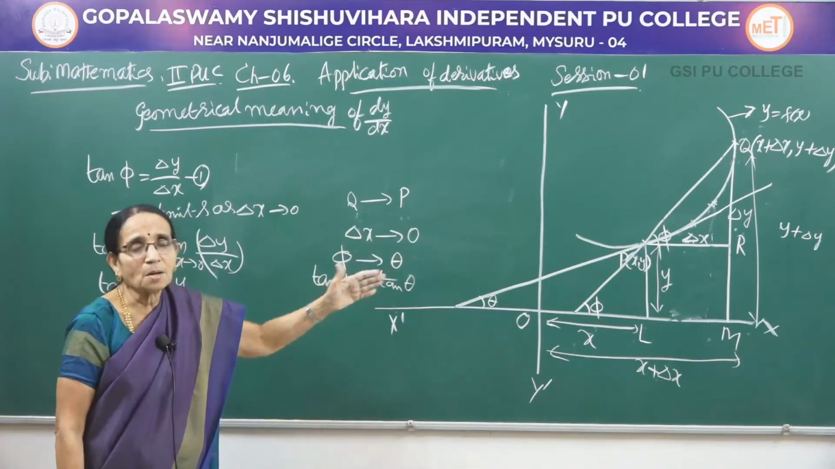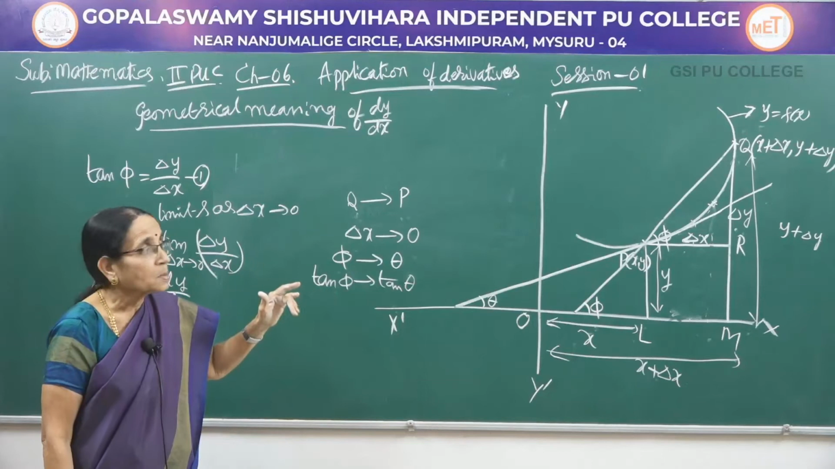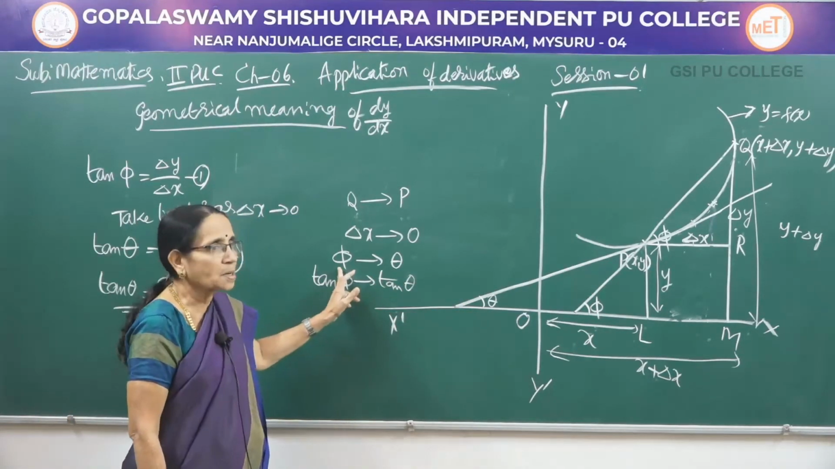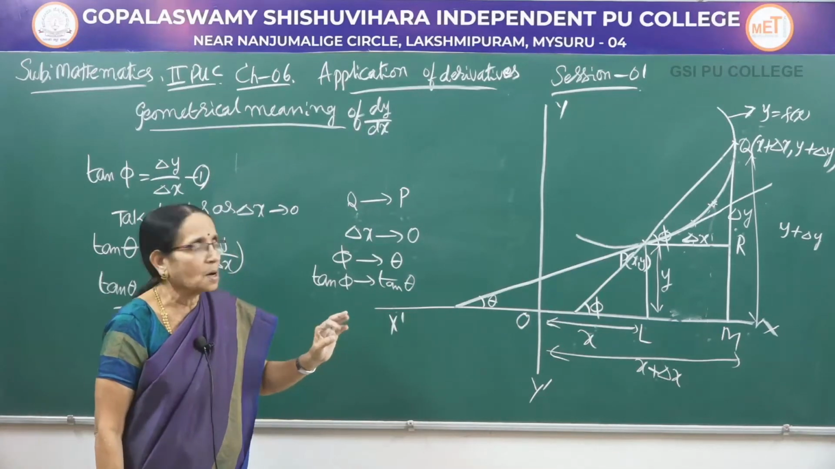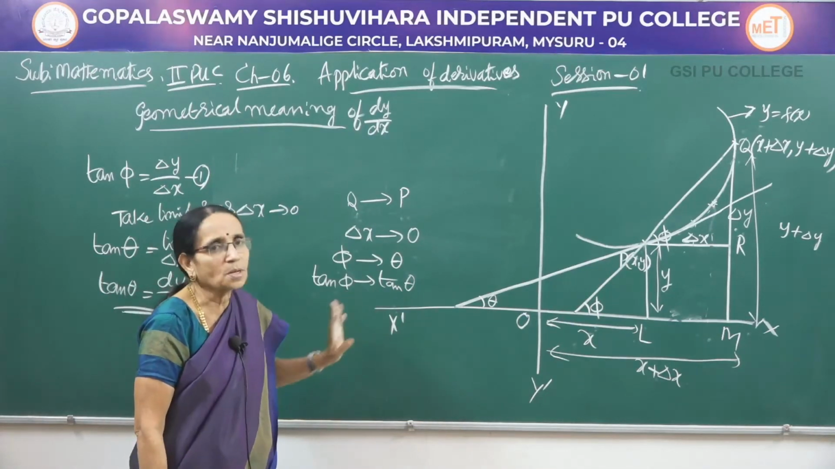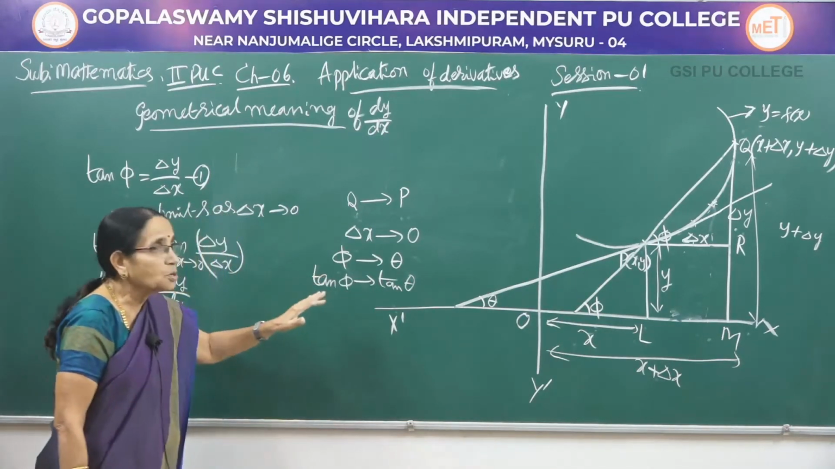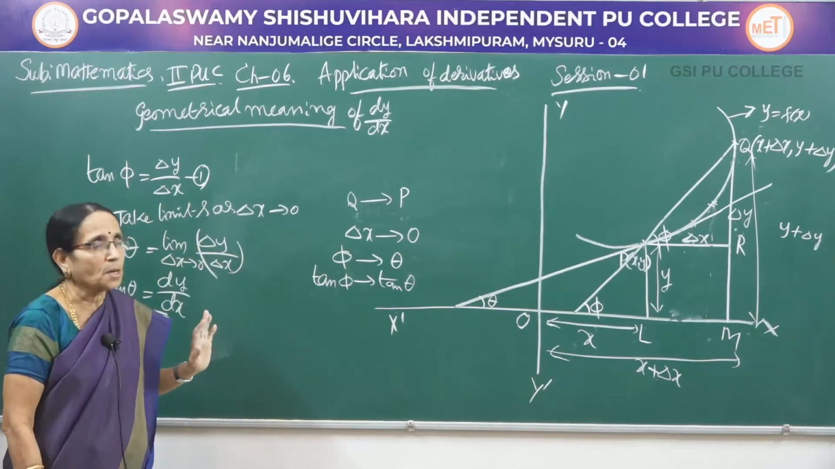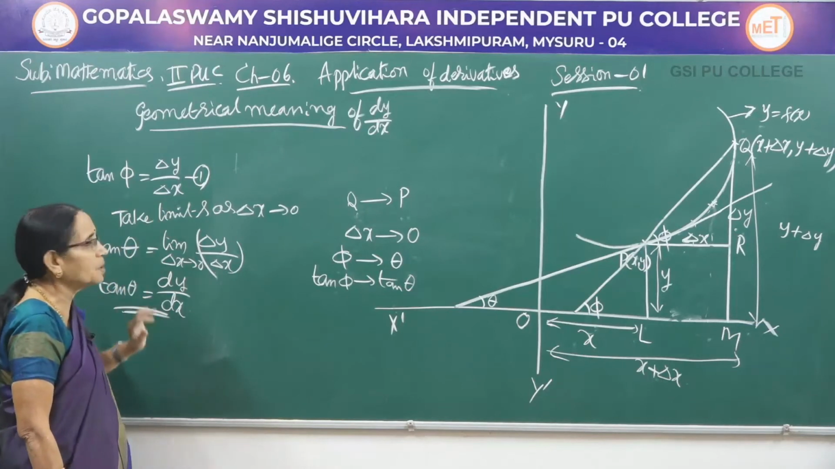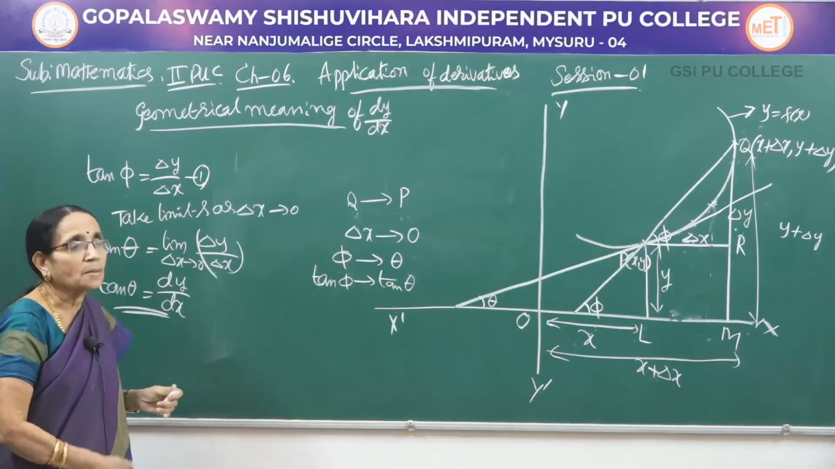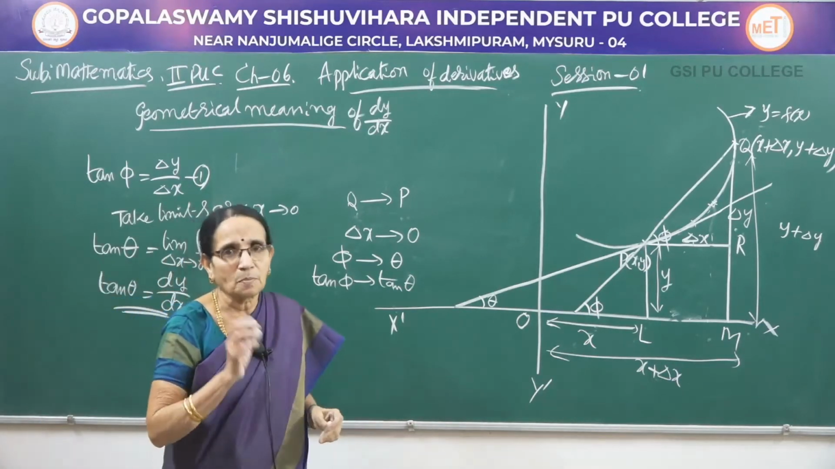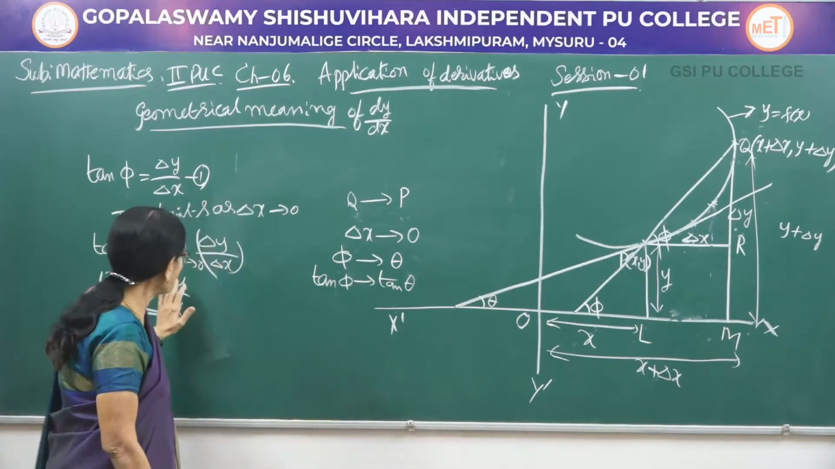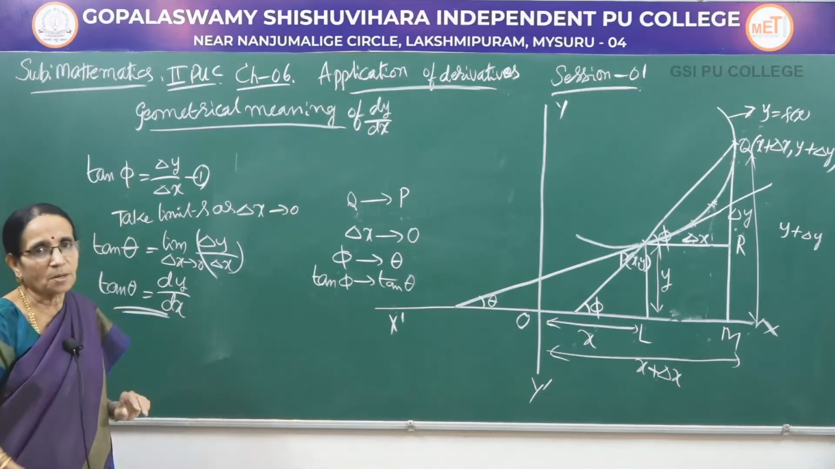So instead of a chord, now we have got a tangent, and the tangent is making an angle theta. So I can write phi tends to theta, therefore tan phi tends to tan theta. Now substituting these in the result that we already proved, tan phi equal to delta y by delta x has become tan theta equal to dy by dx. Now that dy by dx has come into the picture, isn't it?